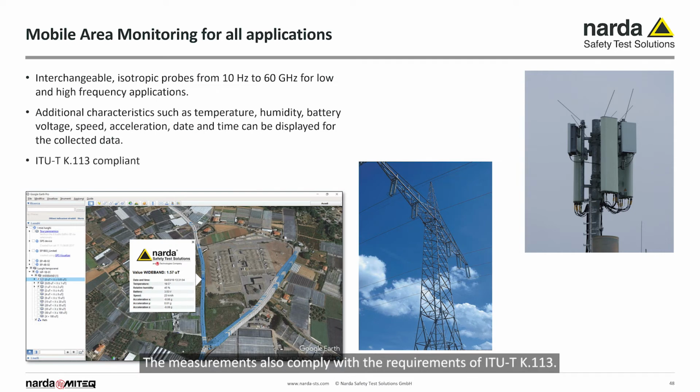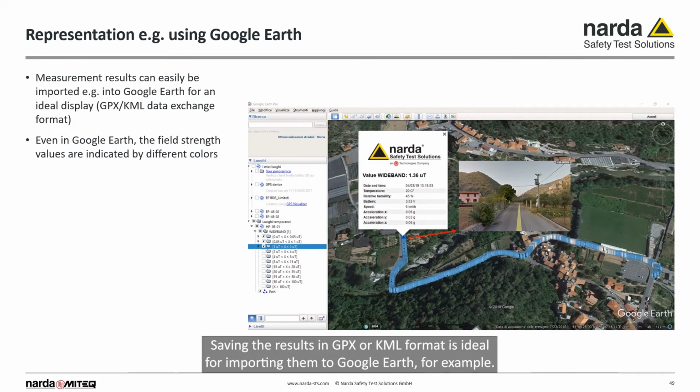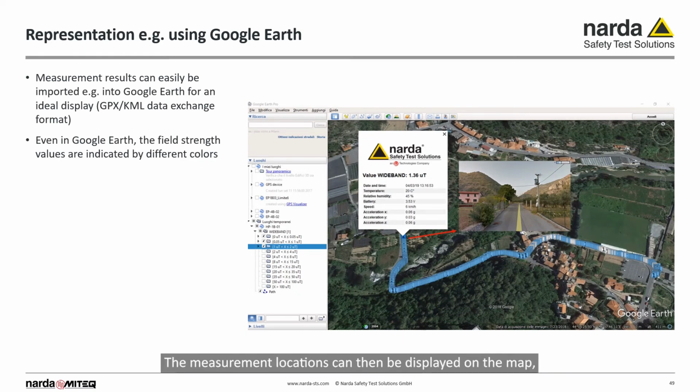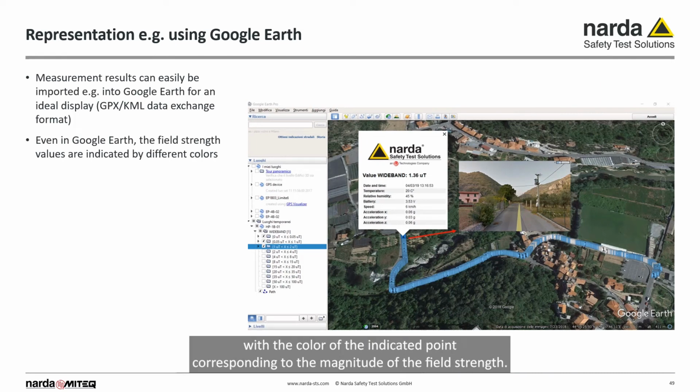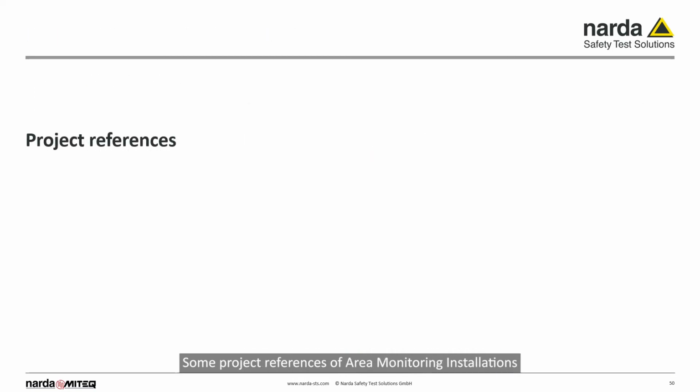The measurement also complies with the requirements of ITU K113. Once recorded, the measurement results obtained can be shown in many different ways. Saving the results in GPX or KML format is ideal for importing them to Google Earth, for example. The measurement locations can be displayed on the map with the color of the indicated point corresponding to the magnitude of the field strength. Some project references.